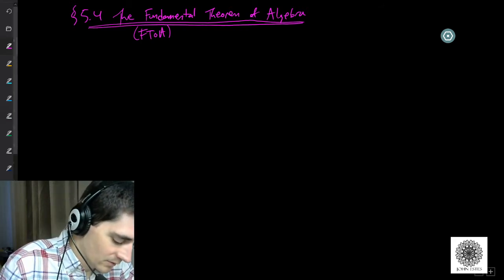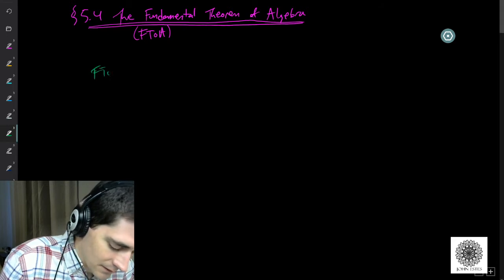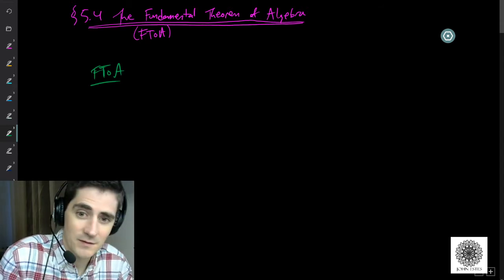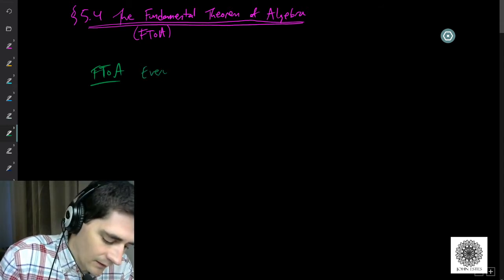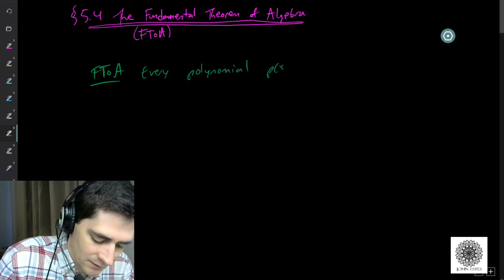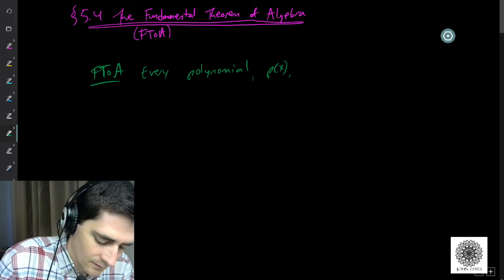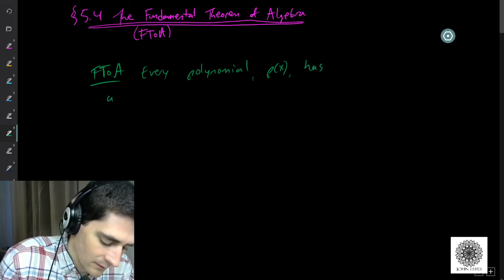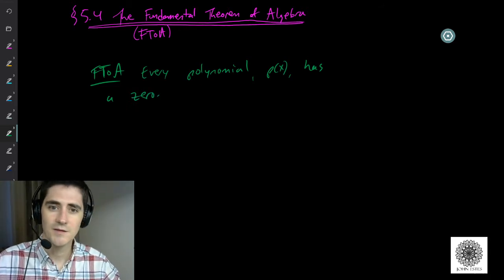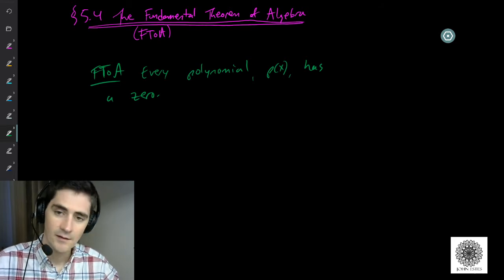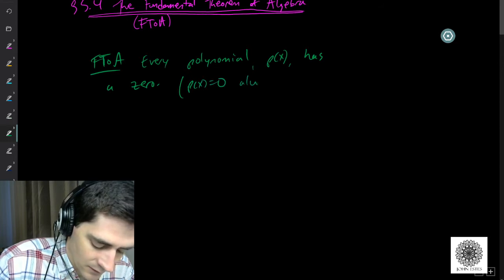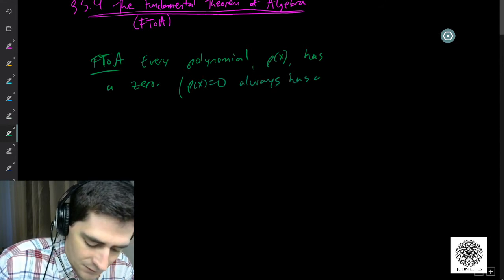So what does the Fundamental Theorem of Algebra say? So the FTOA, and this may not seem like a big deal at first, okay? The Fundamental Theorem of Algebra says every polynomial, we'll call it P of x for a general polynomial, has a zero. Okay, so for any polynomial, there is something that makes it equal zero. And that's what we mean here. P of x equals zero always has a solution.